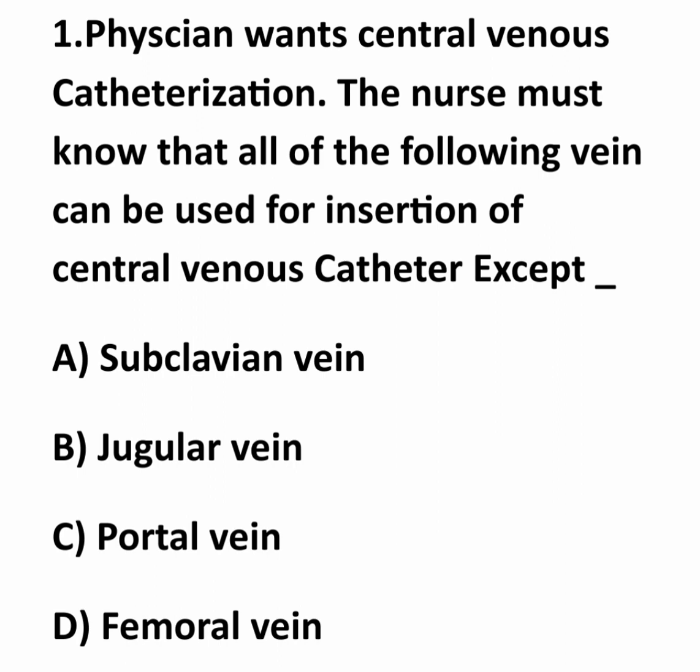Here in this video we can see some questions for exam preparation. Today's first question: Physician wants central venous catheterization. The nurse must know that all of the following veins can be used for insertion of central venous catheter except, and options are option A subclavian vein, option B jugular vein, option C portal vein, option D femoral vein.